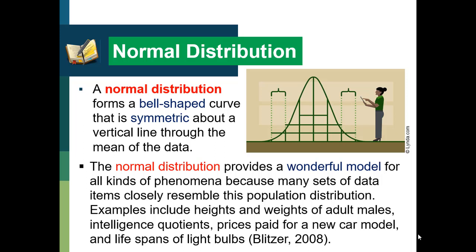Now, the normal distribution provides a wonderful model for all kinds of phenomena because many sets of data items closely resemble this population distribution. Examples include heights and weights of adult males, intelligence quotients, price paid for a new car model, and lifespans of light bulbs. There are many other sets of data that resemble the normal distribution aside from the ones given here.